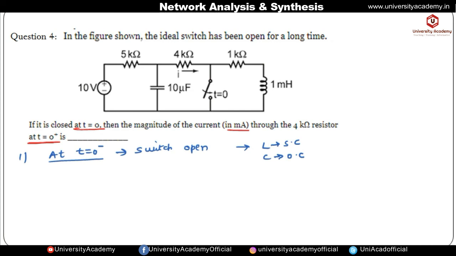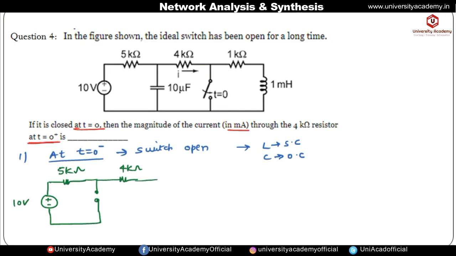So let us draw the circuit. Here we are having a 10 volt voltage source, and the resistance value is 5 kilo ohm. Under the steady state, this capacitor will become open circuit. And this is 4 kilo ohm, and the current flowing is I.